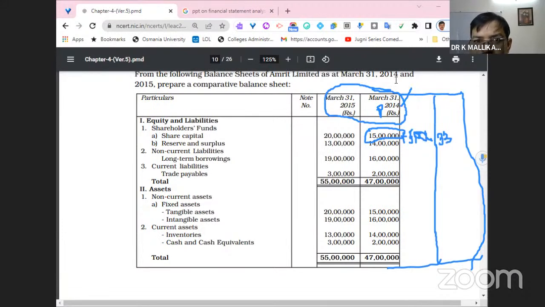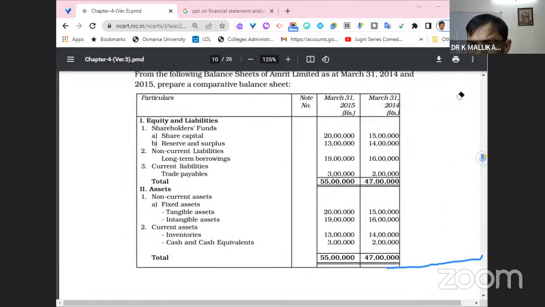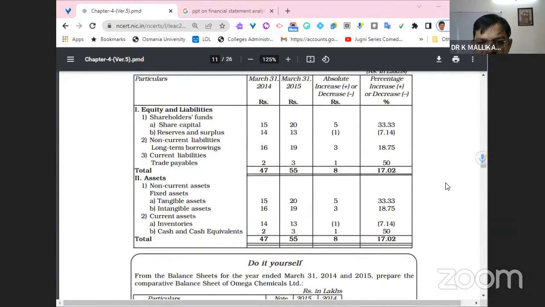So just very simple. Don't confuse. Very easy. Okay. You know the differences. 5 lakhs rupees. Okay. The base year is this one. 5 lakhs divided by 15 lakhs. And here minus 1 lakh divided by 14 lakhs. Here plus 3 lakhs. 3 lakhs divided by 16 lakhs. So like that. Now here you can see that. Now it is very clear, right?